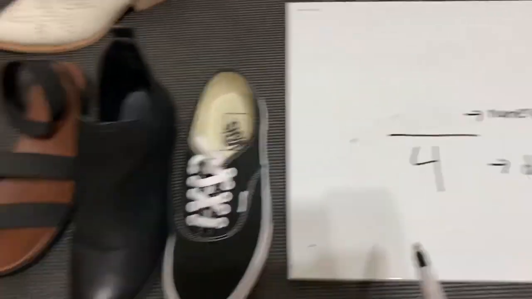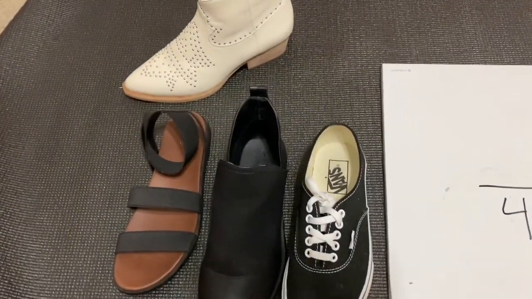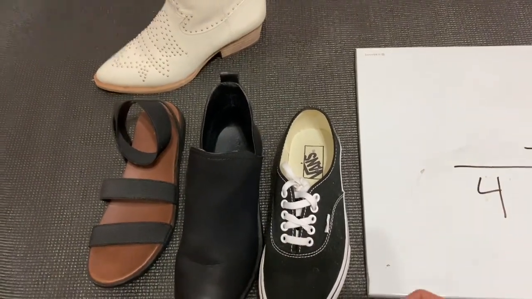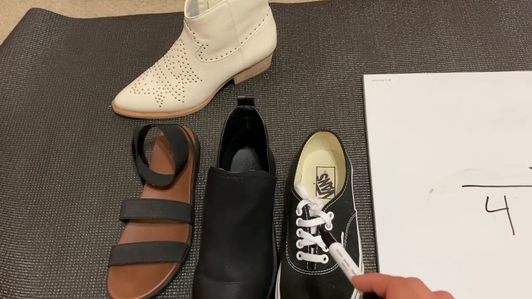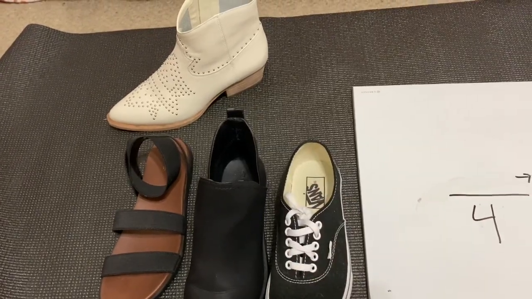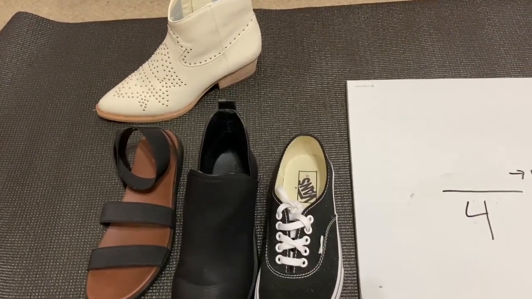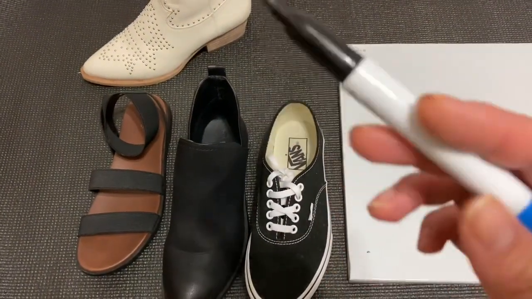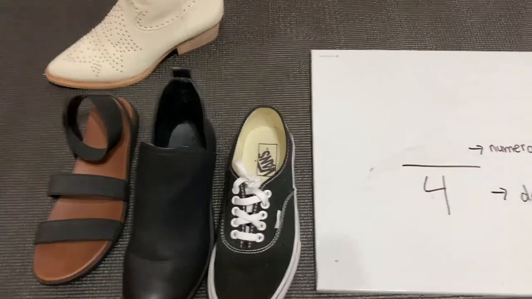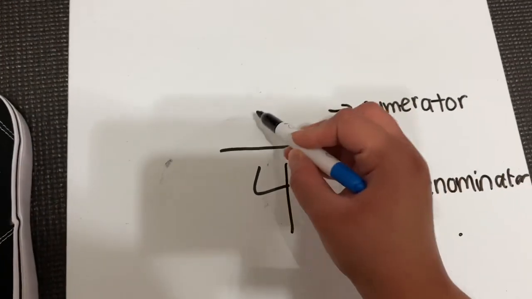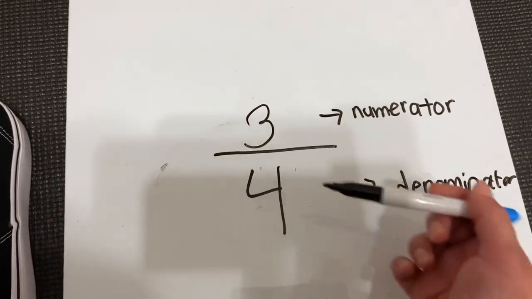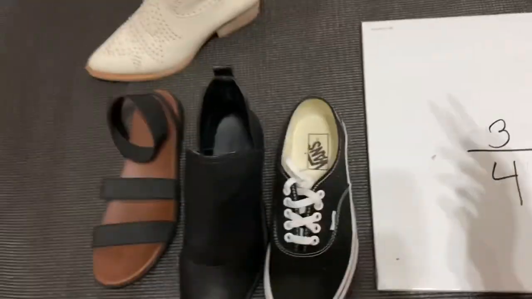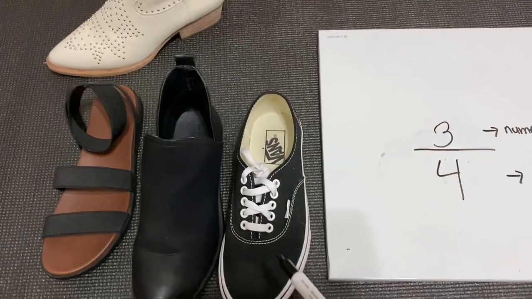Now remember, we're trying to turn this math problem about shoes into a fraction. So 3 out of 4 shoes have the color black. So since only 3 out of 4 shoes have the color black, we're going to put that 3. So this says 3/4 or 3 out of 4. So this is the fraction form of our shoe math problem.